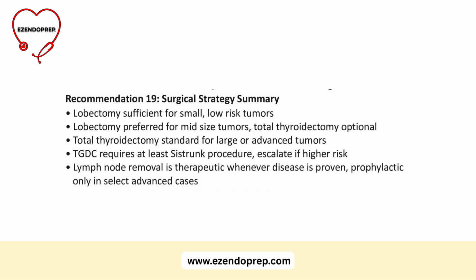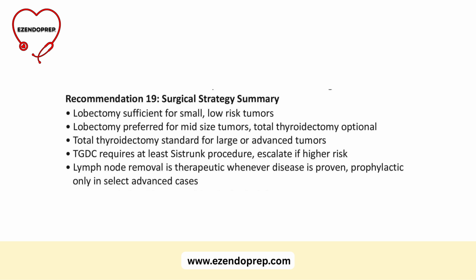To summarize, lobectomy is sufficient for small, low-risk tumors. Lobectomy is still preferred for mid-sized tumors, though total thyroidectomy is an option. Total thyroidectomy is standard for larger tumors or advanced disease. Thyroglossal duct carcinoma requires at least a Sistrunk procedure with escalation when risk is higher, and lymph node surgery should be prophylactic only in select advanced cases and therapeutic whenever disease is proven.